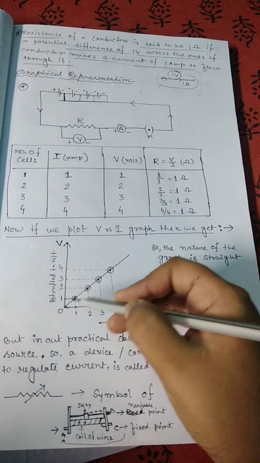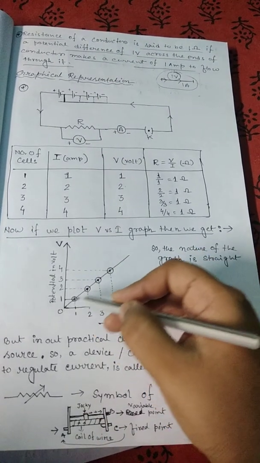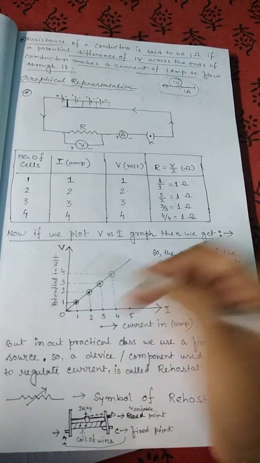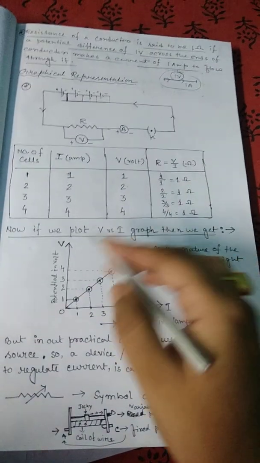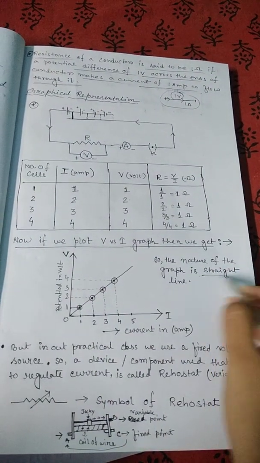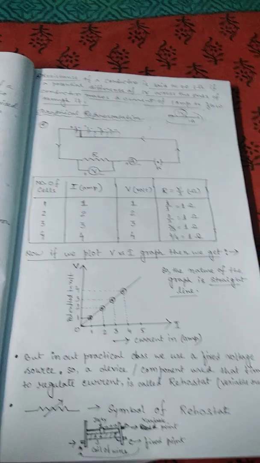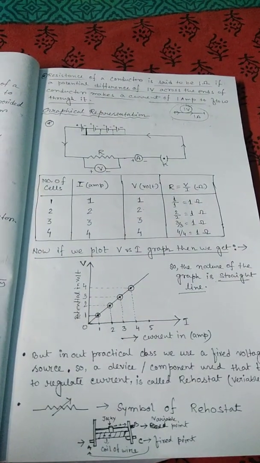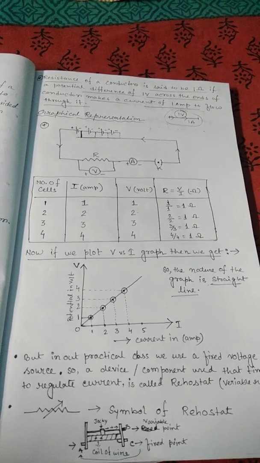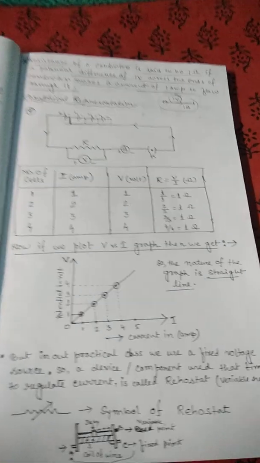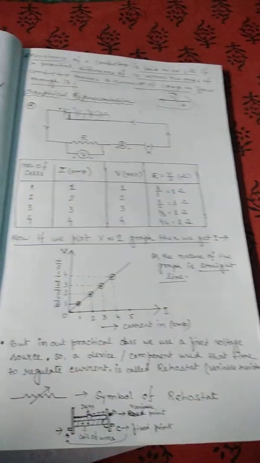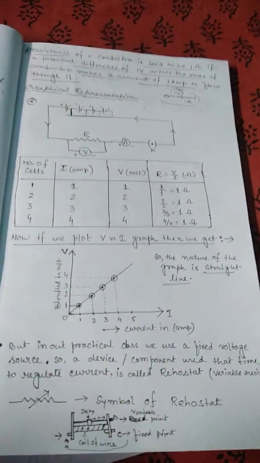Now, if we join these 4 points, we get a straight line which is passing through the origin. So the nature of the graph is a straight line. When we plot a V versus I graph in the case of Ohm's law, the nature of the graph is a straight line passing through the origin. So this is a practical example and this is all the data we consider.